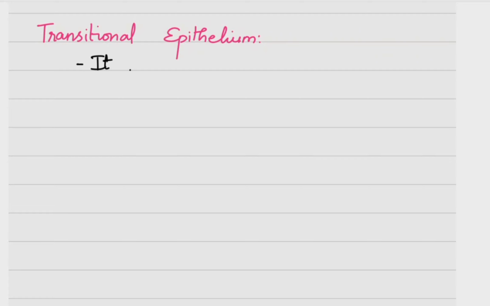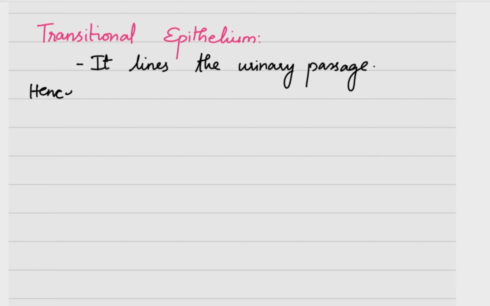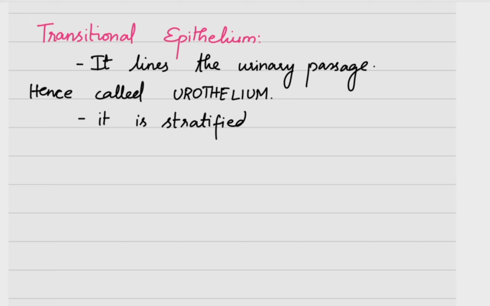Next is the transitional epithelium. Transitional means it is able to change its shape. Let's see how it changes. This epithelium lines the entire urinary passage, that is the ureter, urinary bladder, urethra. Hence it is known as urothelium. It is stratified, that is many layers are present. So what are those layers?